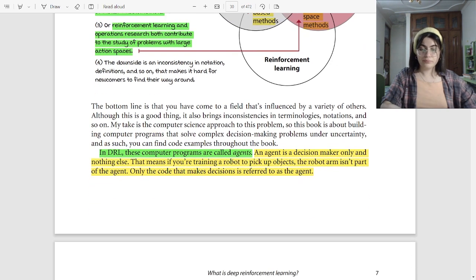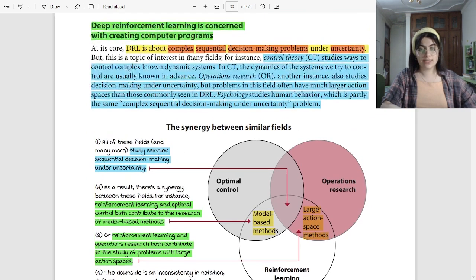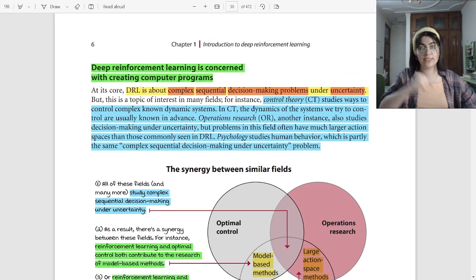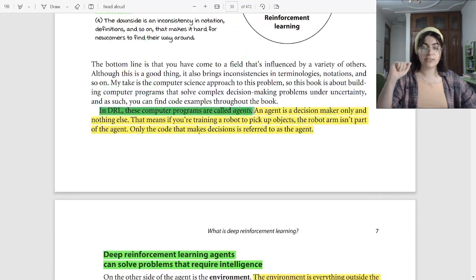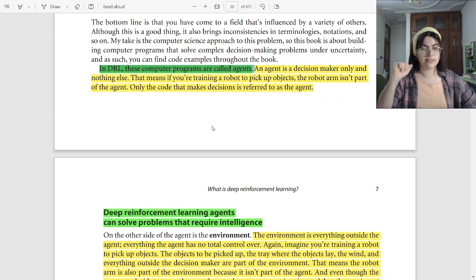Okay, so then it mentions that in DRL, these computer programs are called agents. So we said that it's concerned with creating computer programs. In DRL, these programs are called agents. So basically, an agent is the decision maker. Just the decision maker, and that's important to pay attention to. So the agent is the decision maker only and nothing else.